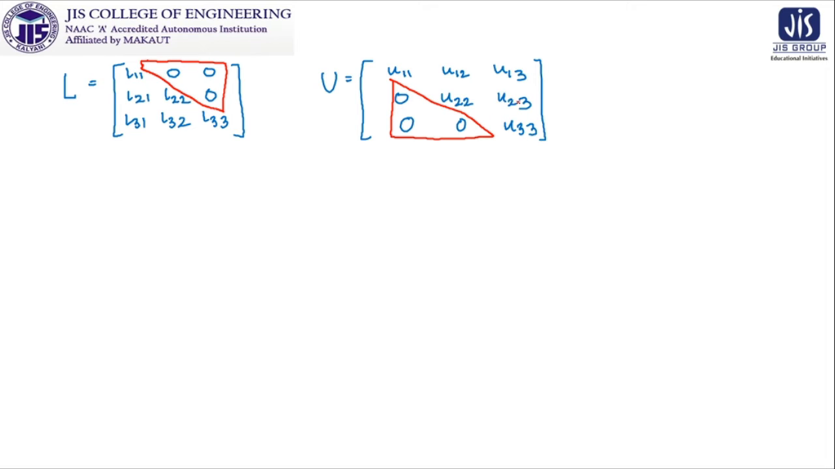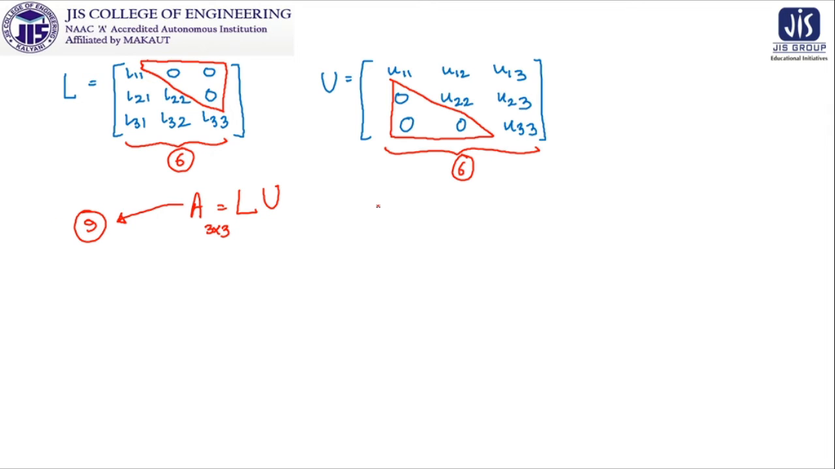They may be, they may not be. So now, if you think about writing or representing A as LU form, how many unknowns are you getting here? You are getting 1, 2, 3, 4, 5, 6 unknowns. And how many unknowns are you getting here? 1, 2, 3, 4, 5, 6 unknowns. But in A, how much information are you getting? If it is a 3 cross 3 matrix, you are getting 9 pieces of information. So obviously it is not possible for us to find 12 unknowns uniquely using 9 pieces of information.